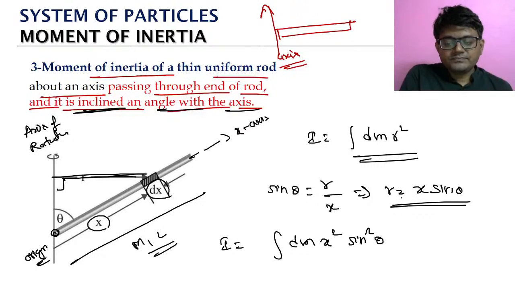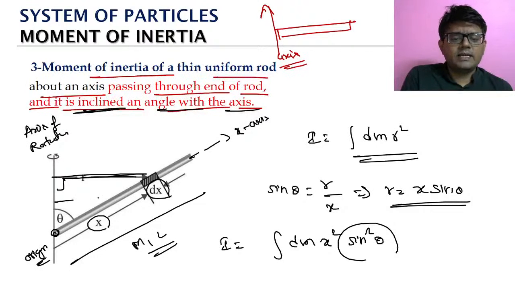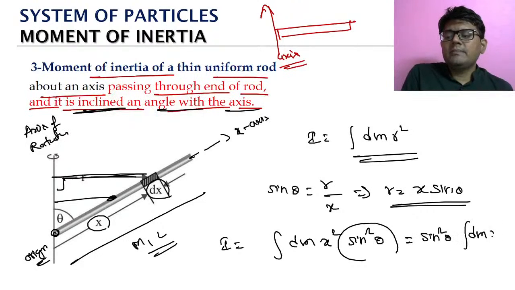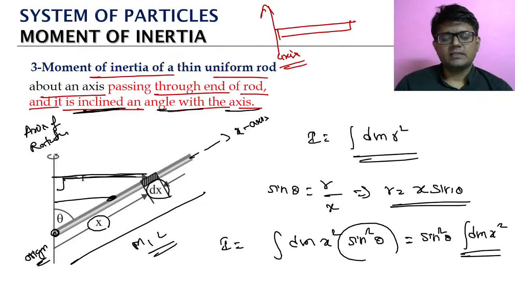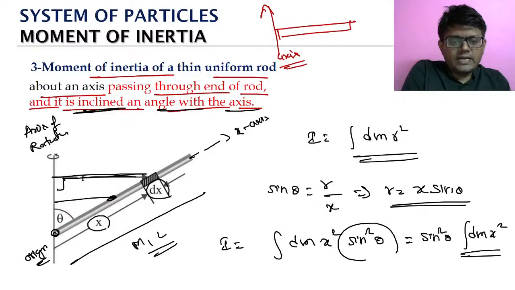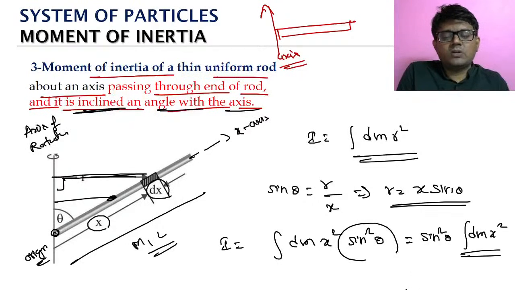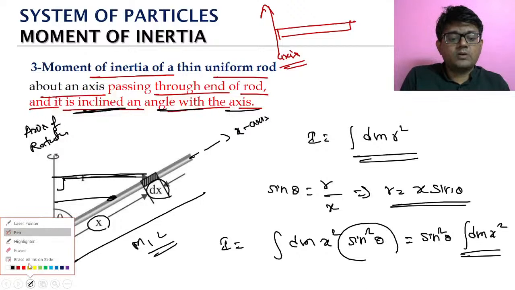That's all. Now look, is sin square theta a constant? Because theta does not change. Wherever we take an element, we are going to have the same theta. So sin square theta comes out. Integral dm into x square: this we have already calculated. What is it? If we do integral dm into x square from one end, what do we get? ml square by 3, right? So what is the value we got before? ml square by 3, right?